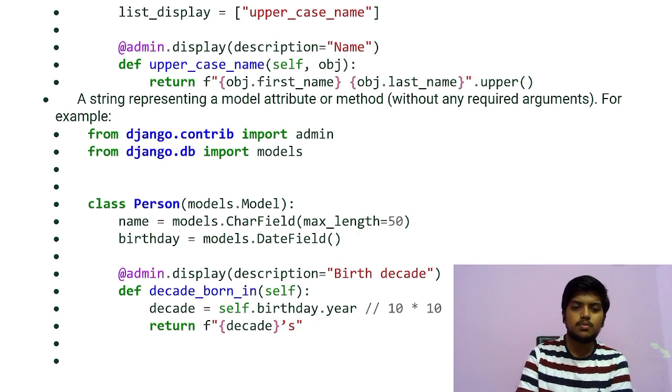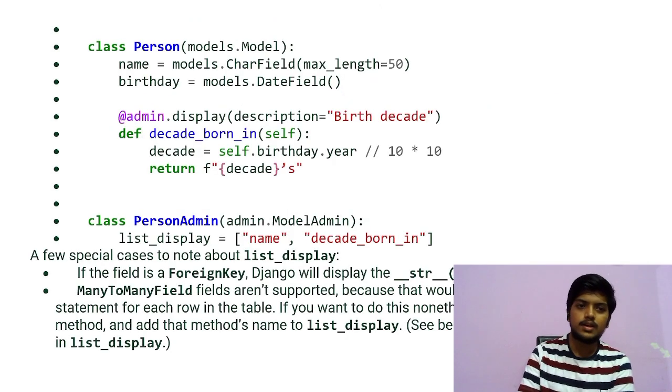def decade(self): born_decade = self.birth_date.year // 10 * 10; return f"{born_decade}s". class Person(models.Model): name = models.CharField(max_length=50); birthday = models.DateField(); @admin.display(description='Birth decade'); def decade_born(self): decade = self.birth_date.year; return decade.